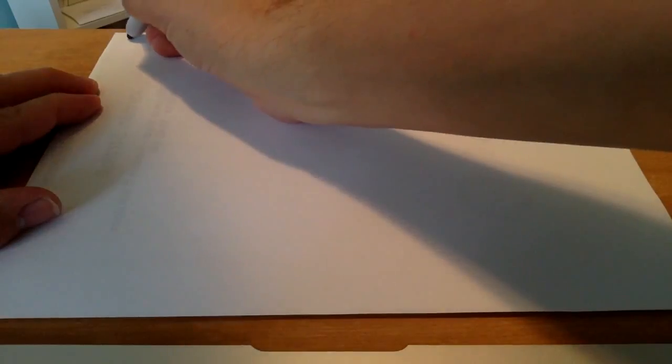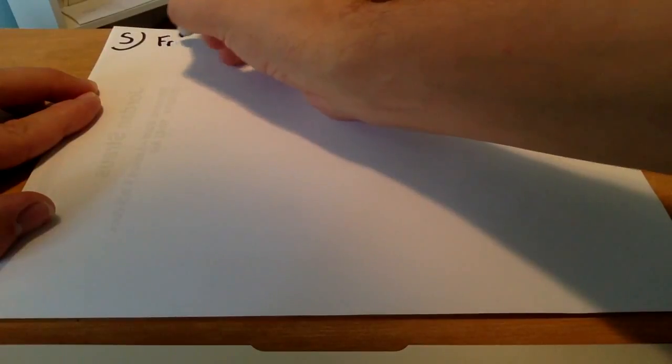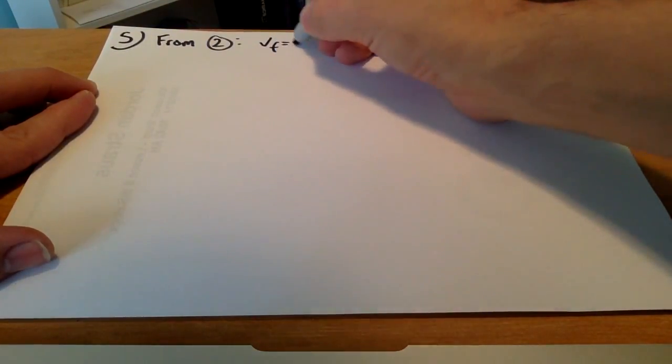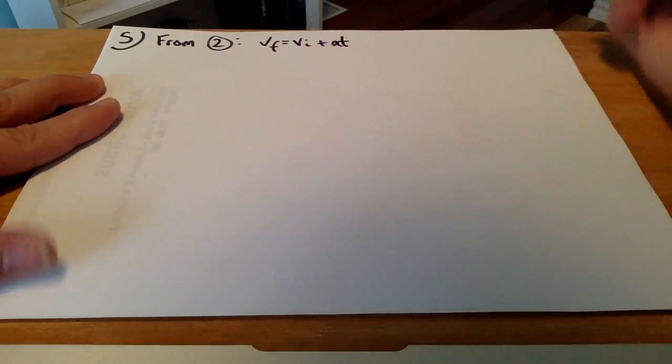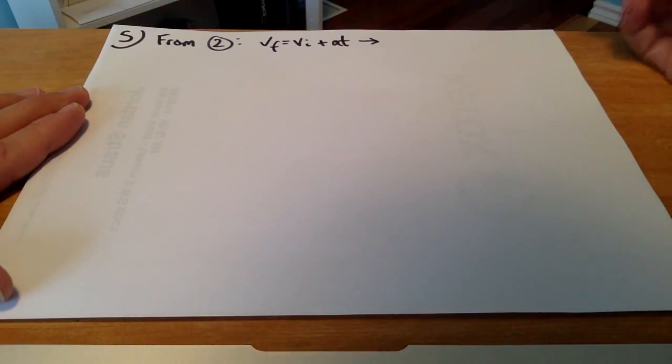We're about to derive equation 5 here. It turns out the key to deriving equation 5 is looking at equation 2. We know that VF is equal to VI plus AT. And from here, what I can do is rearrange this equation to solve for VI.